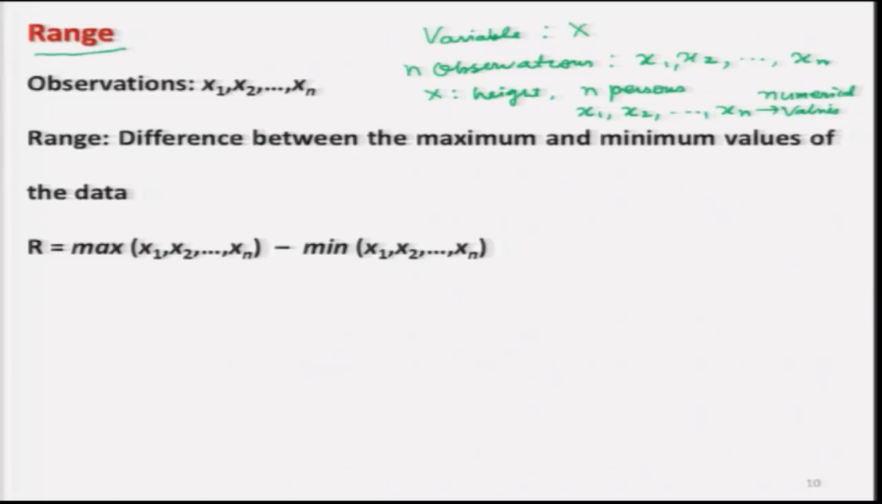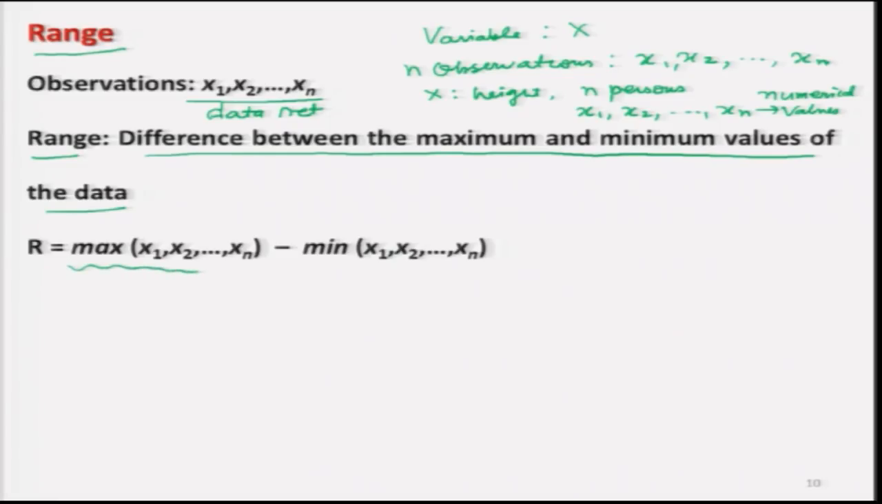So, small x1, x2, xn are going to be numerical values. In simple words, we have a set of observations x1, x2, xn, which is our data set, and our objective is to define the tools and compute them using this data. The range is defined as the difference between the maximum and minimum values of the data. It is pretty simple. Just find the maximum value out of x1, x2, xn, find the minimum value, and take the difference between the two. This will give us the value of the range.